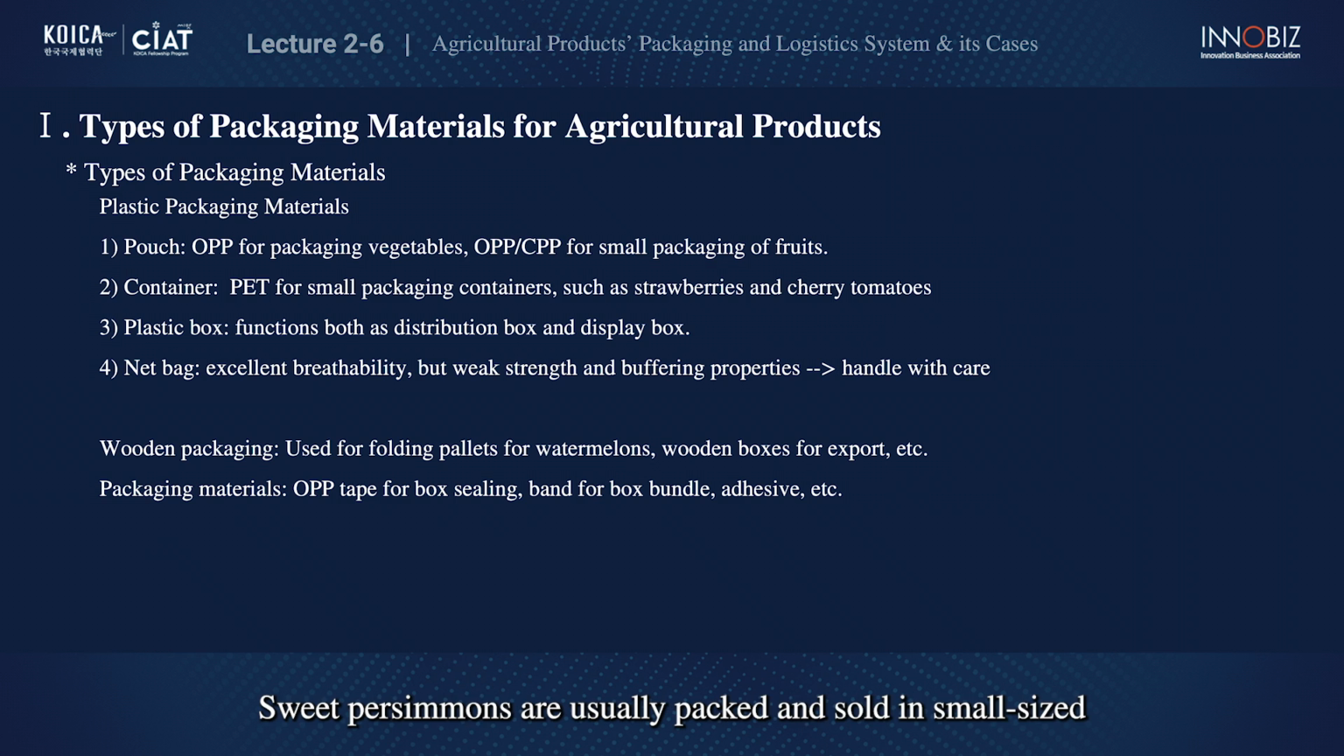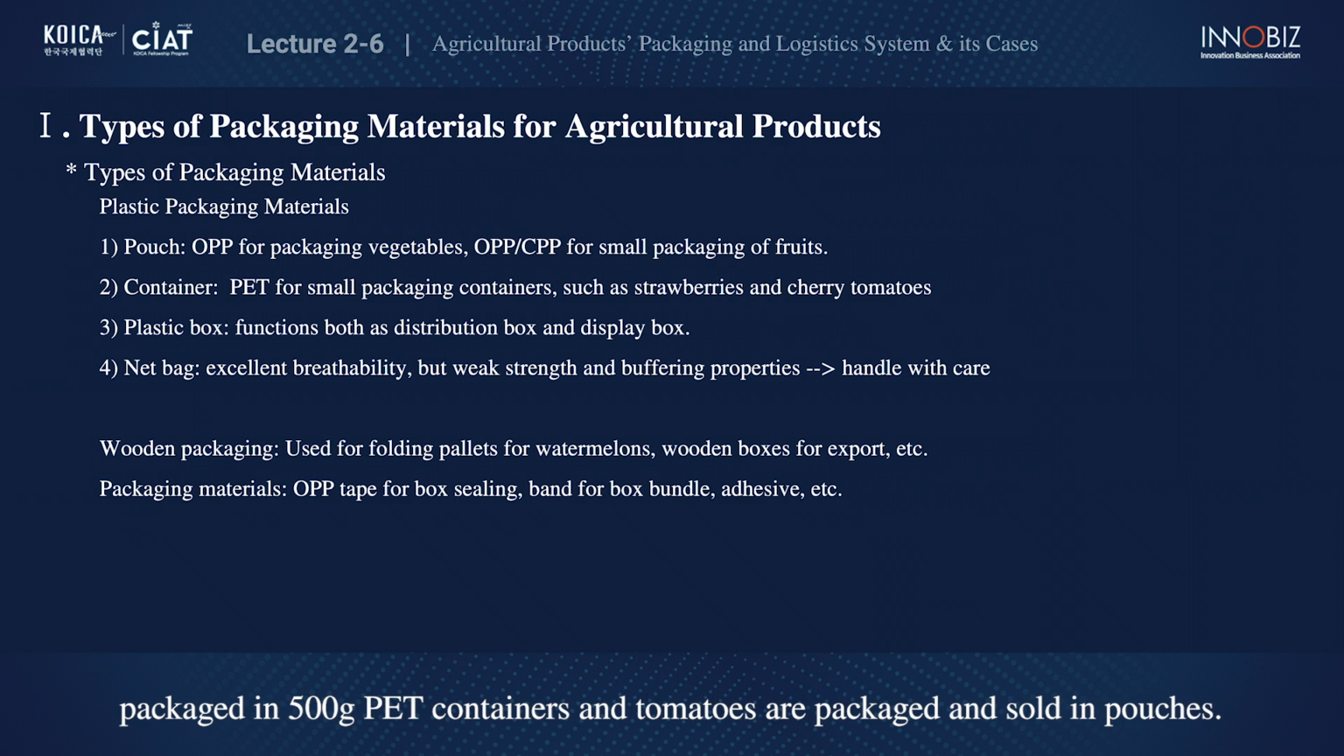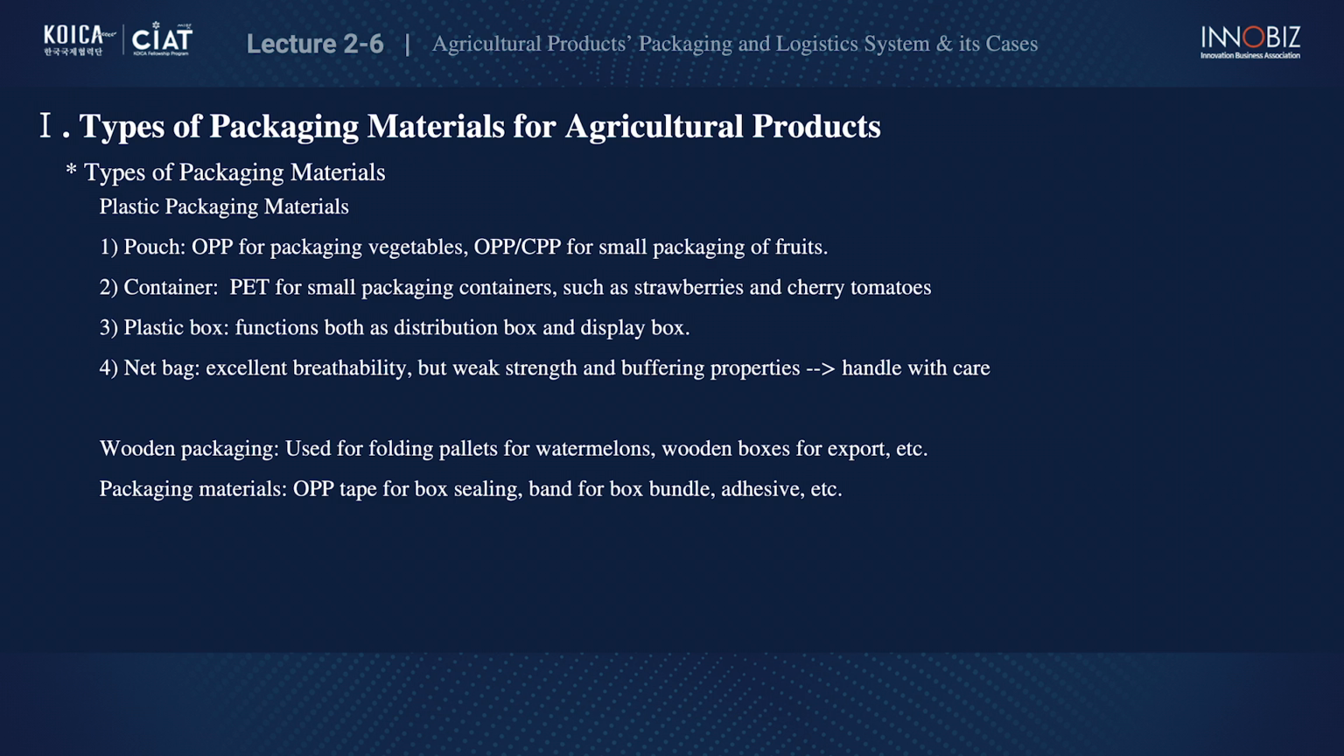Sweet persimmons are usually packed and sold in small-sized LDPE packaging that can contain 5 pieces, but recently, packaging units are getting smaller. Peaches are packaged and sold in cardboard boxes that can contain about 2 kilograms. Cherry tomatoes and strawberries are packed in 500-gram PET containers, and tomatoes are packed and sold in pouches.